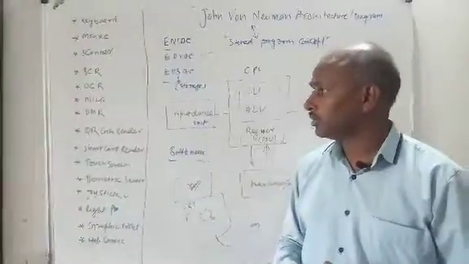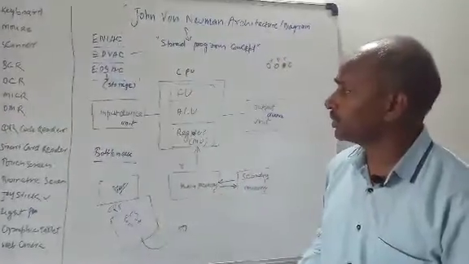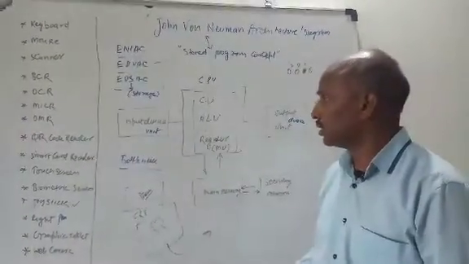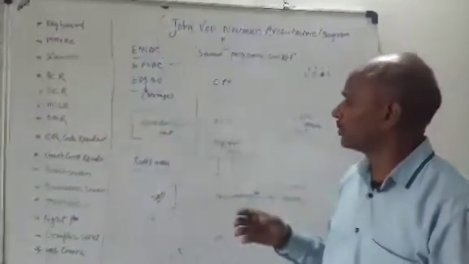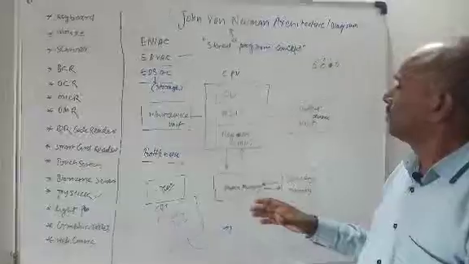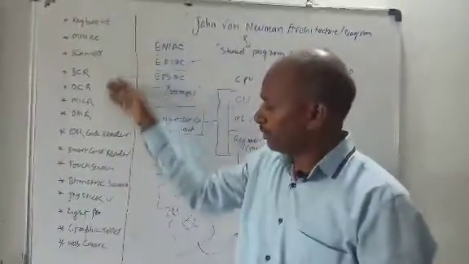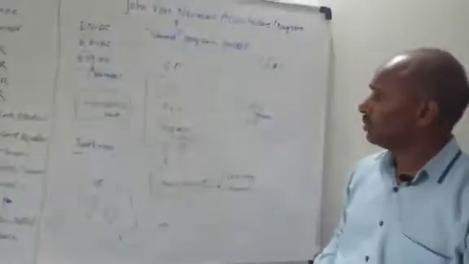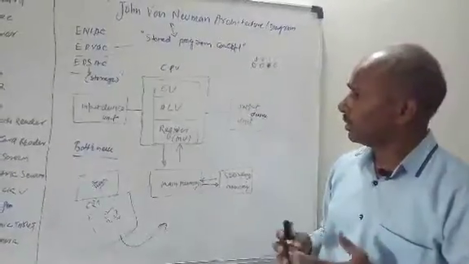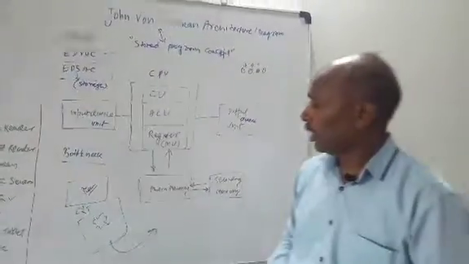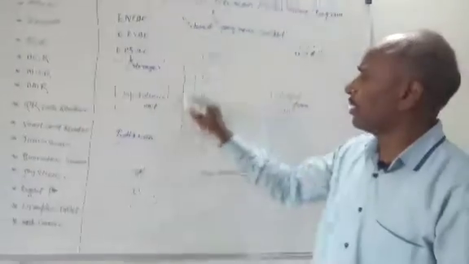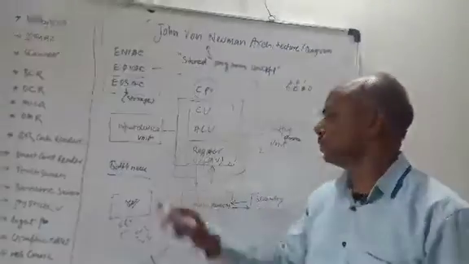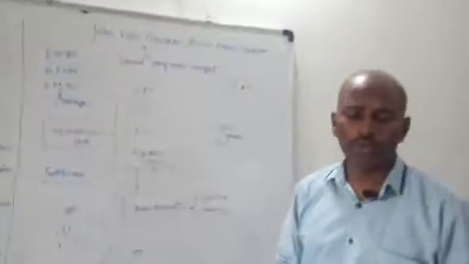So in this video I have discussed John von Neumann architecture, some historical inventions of the computer machine, and all input devices. In the next video I will discuss the CPU, the central processing unit. Thank you for watching this video.